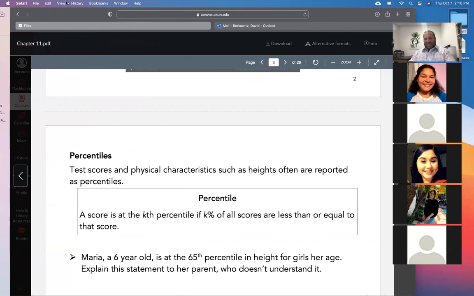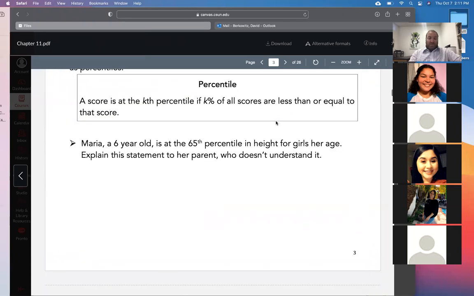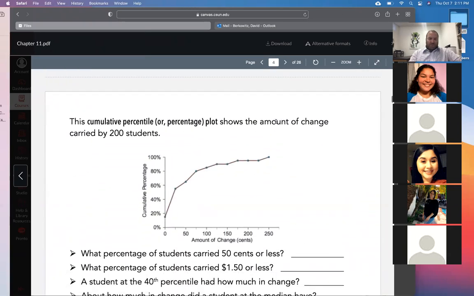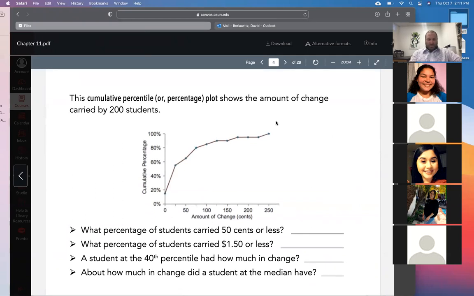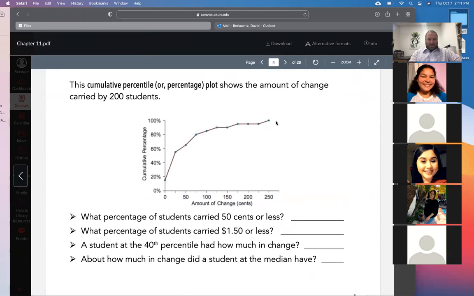A score is at the kth percentile if k percent of all scores are less than or equal to that score. So you are at the 90th percentile if 90% of your data is less than or equal to you. And you're at the 70th percentile if 70% of your data is less than or equal to you. We talked about this, never a bad idea to recap anyway. And we did this example too.